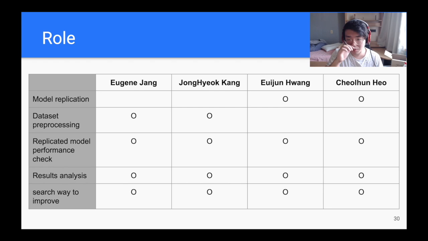Here's how we will split the roles. Wijun and Cheolun will be in charge of replicating the model. Jonghyuk and I will be pre-processing the dataset. All of the members will be checking the performance of the replicated model, analyzing the results, and searching for ways to improve further.